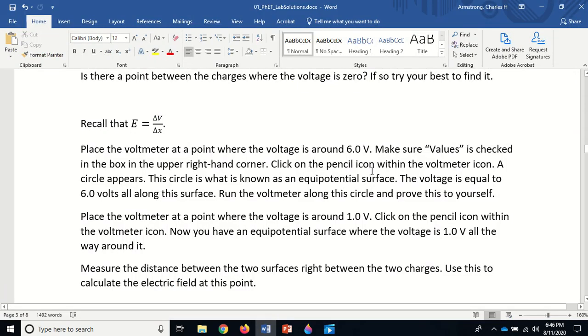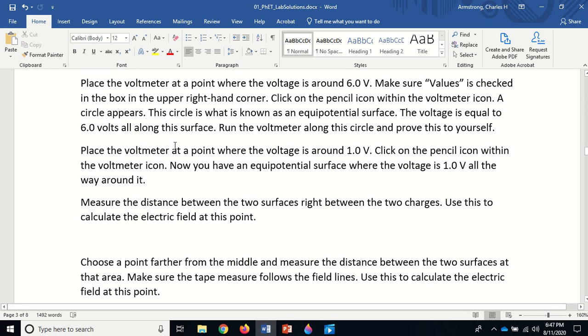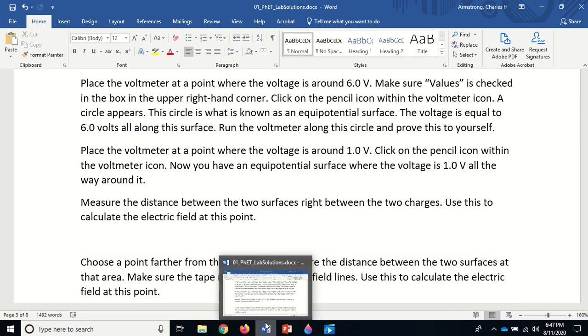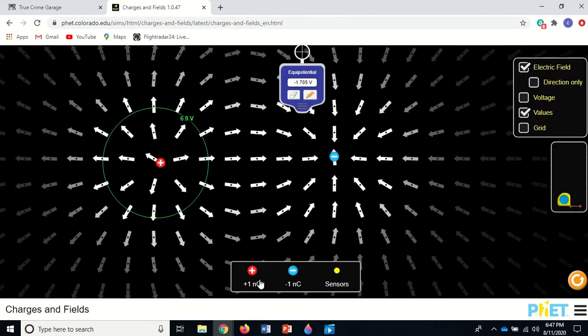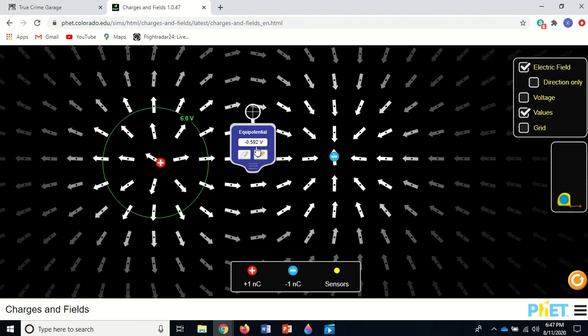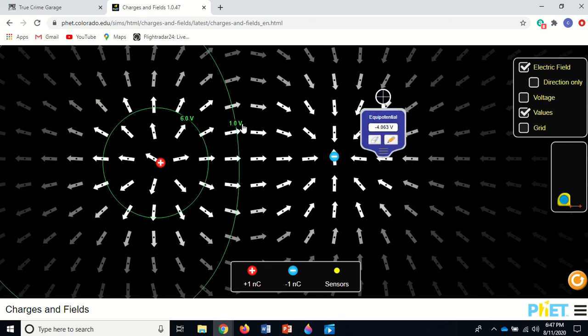Okay, so let's see. Pencil icon, we did that. A circle appears. The circle is known as the equipotential surface. Okay, so we did all that. Place the voltmeter at a point where the voltage is around 1 volt, and we'll do the same thing. So click on that. I put this someplace where I'm trying to find 1 volt. There's -2, there's 1, so let's go back this way. It's right about there, so we'll do the pencil again. And now we've got the second one, it's 1.0 volts. There we have them, okay? 6 volts here, 1 volt there.